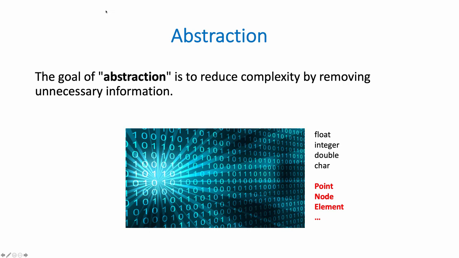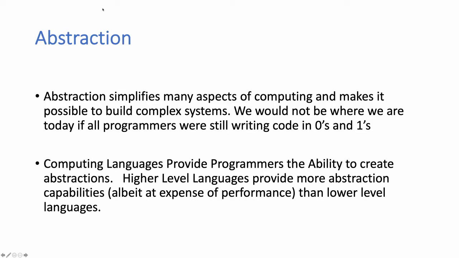The purpose of abstraction is to reduce complexity by removing unnecessary information. As programmers, we really don't care or want to know that the hardware is dealing with zeros and ones. We're quite happy working with the abstractions, the floats, integers, doubles, and characters that the programs provide. Yesterday we were even happier because we now get to bring our own abstractions into the language. We can deal with points, nodes, and elements. So abstraction has simplified many aspects of computing, and it makes it possible to build complex systems. We would not be where we are today if all programmers were still writing code in zeros and ones.